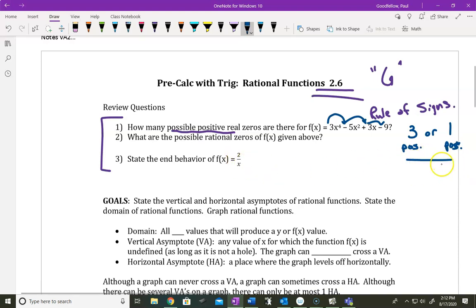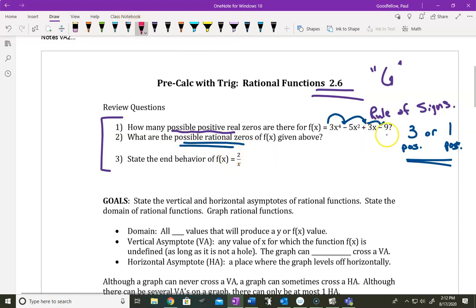So I hope you have Descartes' rule of signs in the back of your mind. It can really be helpful. It's a relatively easy technique to check which of your p over q roots are really the worthwhile ones to try. What would be the possible rational zeros that you would want to try from up there?